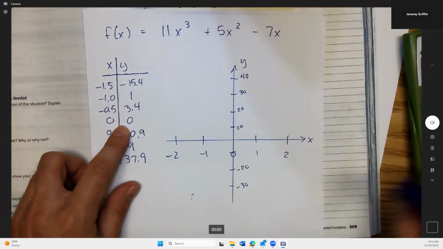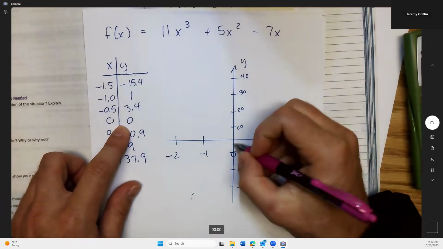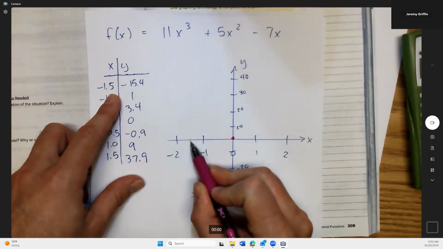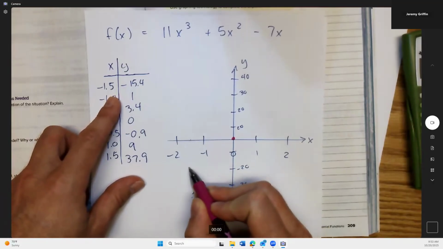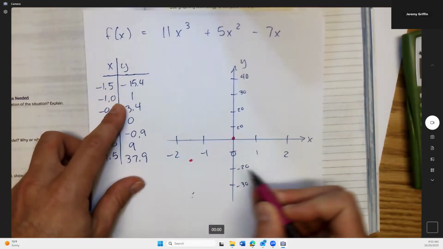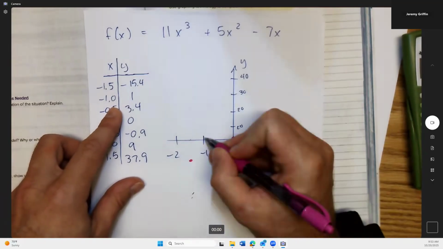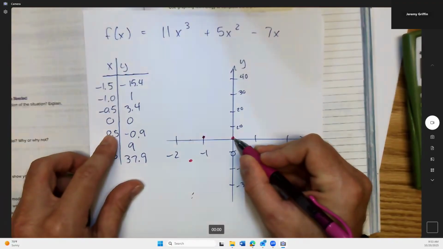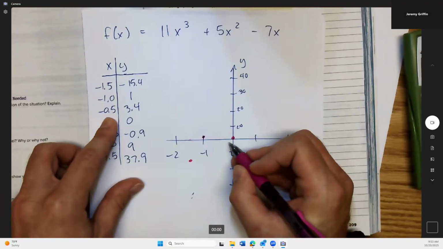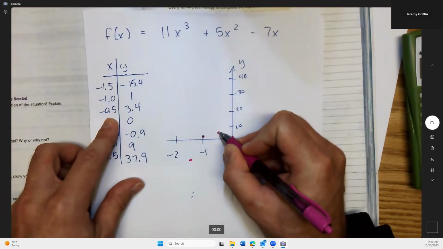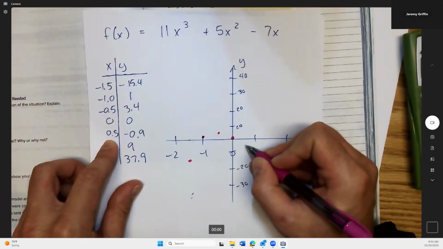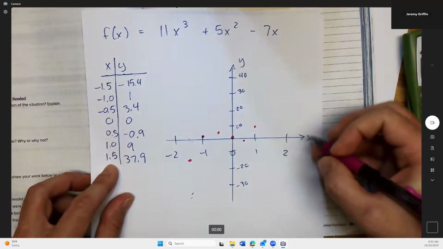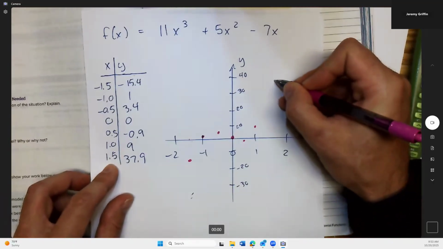So I see 0, 0 as a point. You got to plot that point. I see -1.5 and then -15. That's right about here. -1, 1, which is right here. Because remember, this goes up to 10, so that's fine. Then -0.5, 3.4 is probably right here. It's 0, 0. 0.5, -0.9, 1, 9, and then 1.5, 37 is getting close to 40.